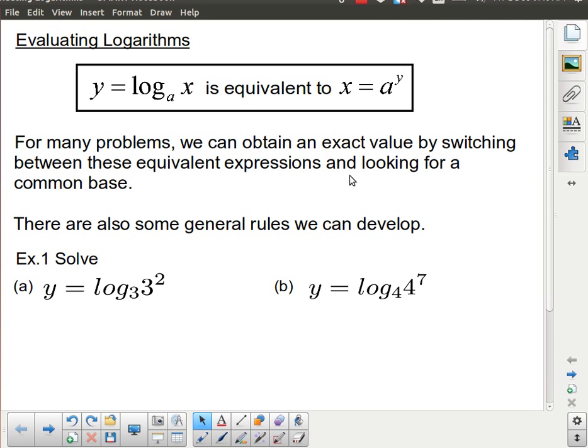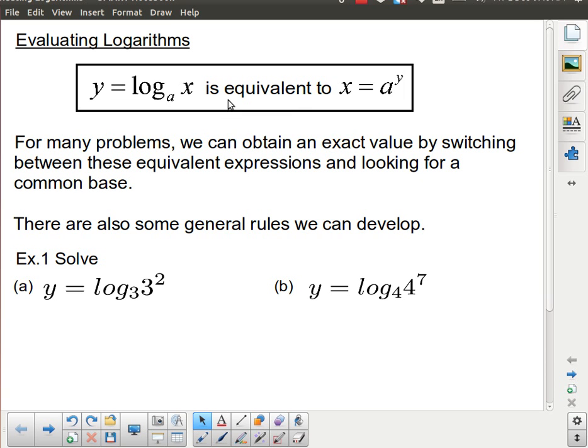For this lesson, we're going to be taking a look at more evaluations of logarithms, making use of our definition of a logarithm being equivalent to an exponential function. Essentially, it's an inverse equivalency. If I swap the x and y in an exponential, I get the logarithm.